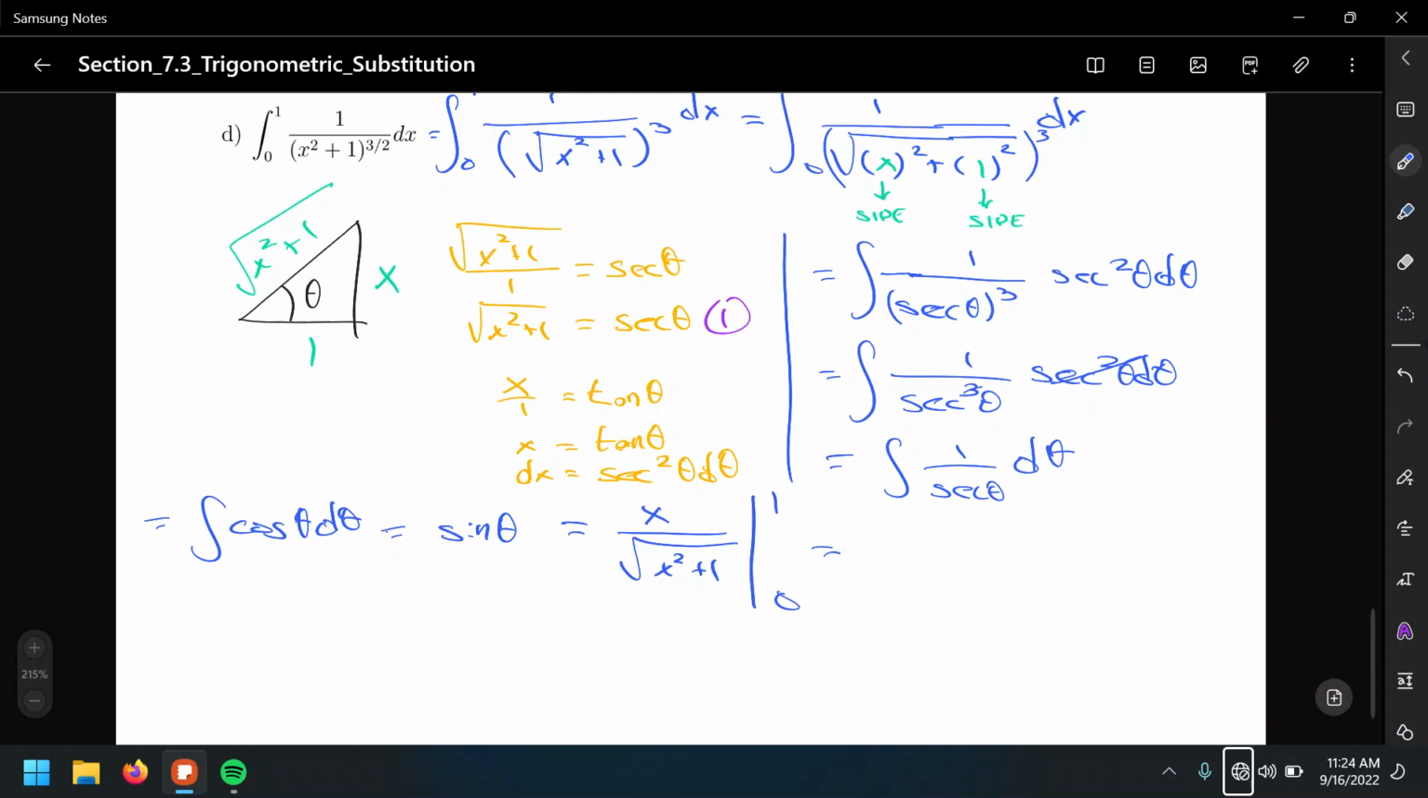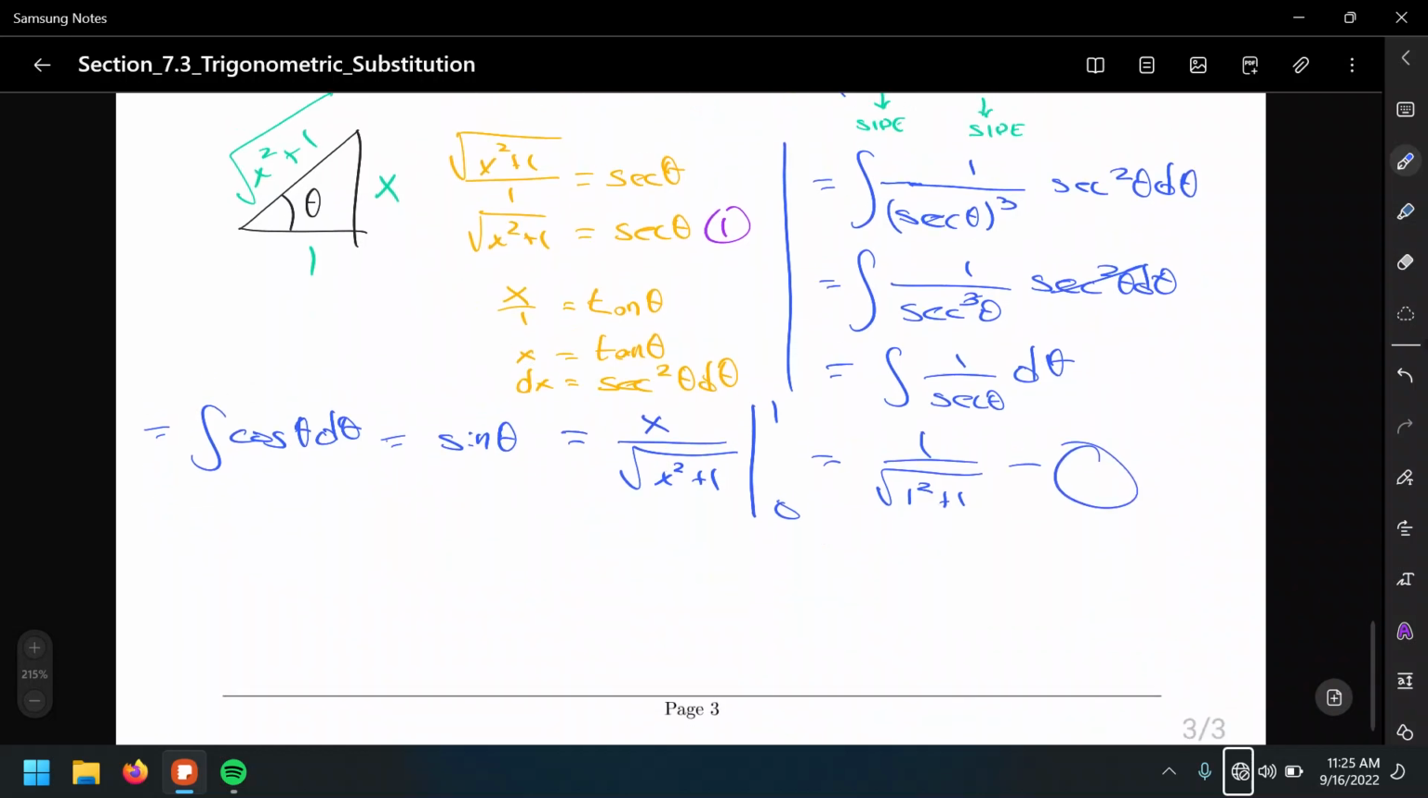Alright, so upper limit minus lower limit, that is 1 over the square root of 1 squared plus 1 minus, do we really need to plug in that 0? Because that's a 0 divided by the square root of 0 squared plus 1, that's the square root of 1, no need. Big 0. We're good with this. 1 squared, which is 1, plus 1 is 2, that's 1 over the square root of 2. And that's the final answer, but you might want to rationalize this denominator. WebAssign might ask you to do this. So that's the square root of 2 over 2. Sounds good?